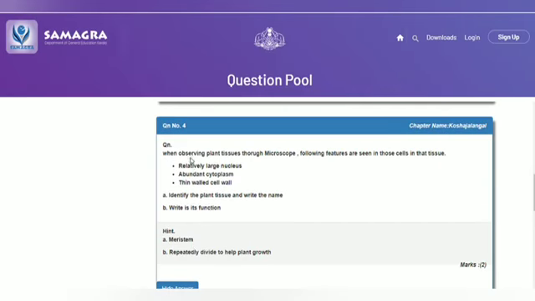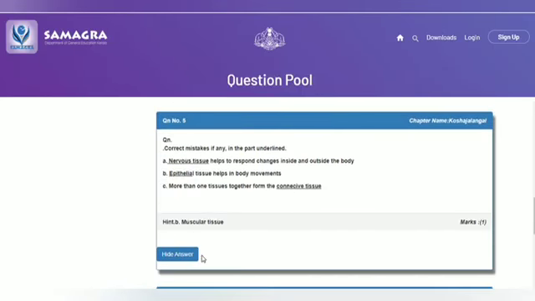Fourth question. When observing plant tissues through a microscope, the following features are seen in the cells of that tissue: relatively large nucleus, abundant cytoplasm, thin-walled cell wall. Identify the plant tissue and write the name. The plant tissue is meristem. What is its function? It repeatedly divides to help plant growth.